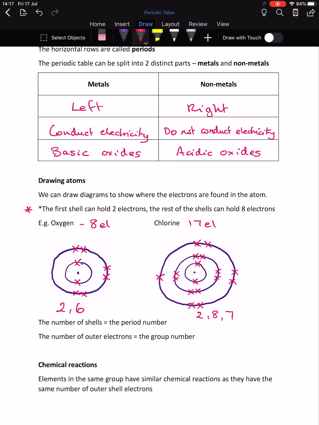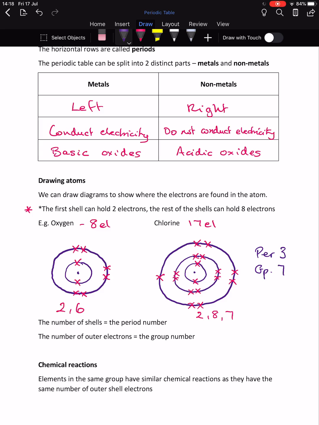Some really useful pieces of information here. The number of shells is the period number that the element is in on the periodic table. The number of outer electrons is the group number. So for example, chlorine has 3 shells, so it's in period 3, and it has 7 outer electrons, so it's in group 7.